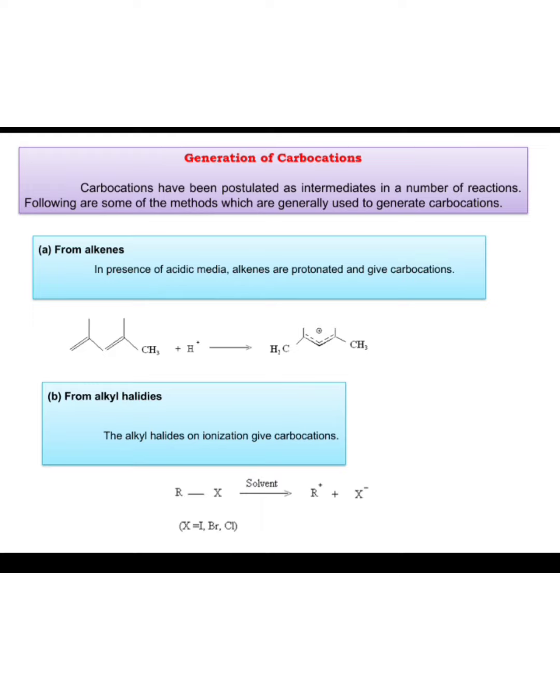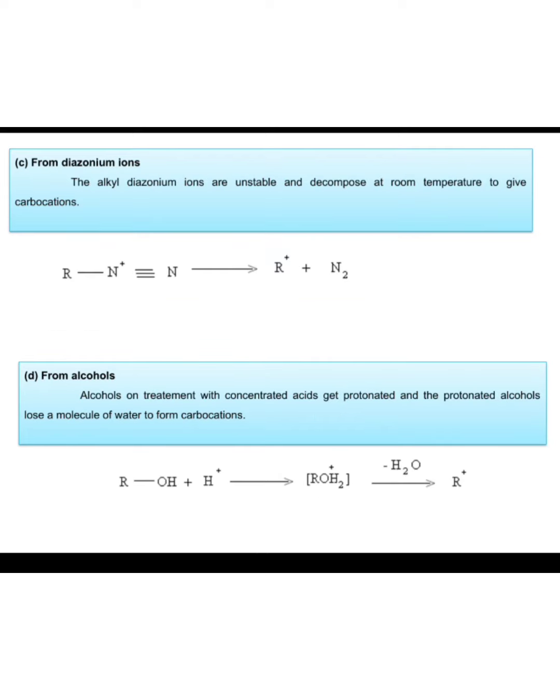In the next example, it is prepared from alkyl halides. When the alkyl halide is treated with a solvent, it undergoes reaction to produce a carbocation and a halogen anion. And in the third example, diazonium ions are unstable and decompose at room temperature to give carbocations. This nitrogen atom takes the bonded pair of electrons along with it to produce nitrogen gas and it gives a carbocation.